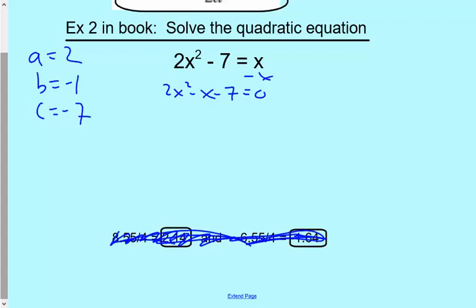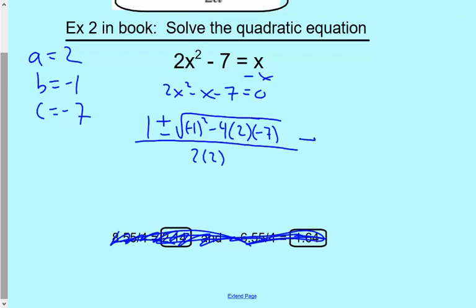Okay, negative b. Negative 1 is positive 1, plus or minus the square root of b squared. Negative 1 squared minus 4 times a times c, all divided by 2a.